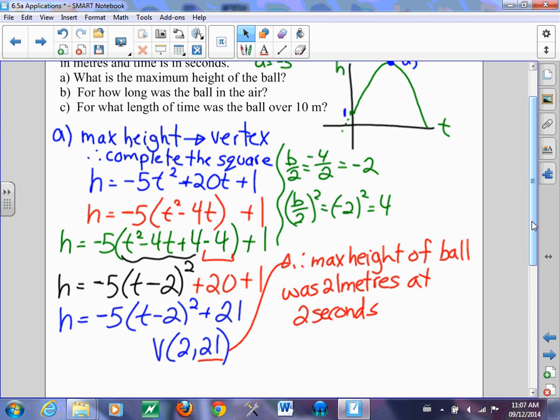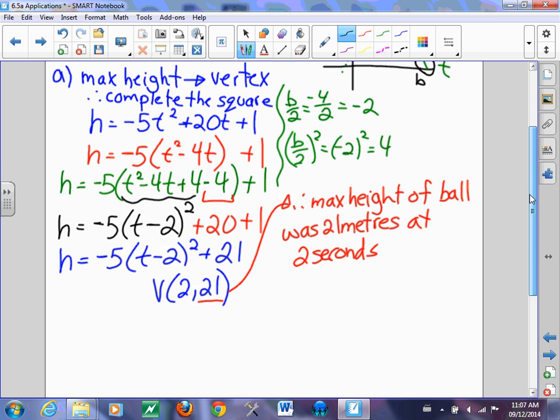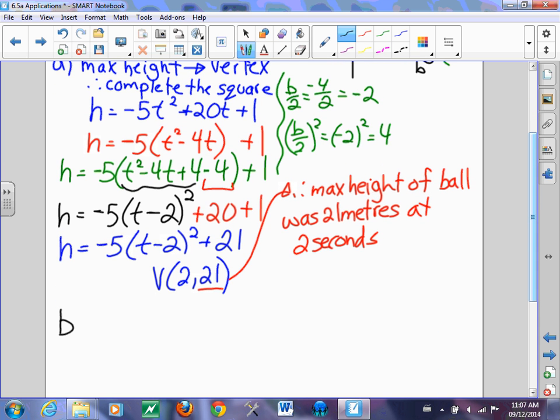For how long was the ball in the air? So for B part, we need to find the time when it's down on the ground, which is here. So that's my question for B. So we're going to find a 0. So when the ball is no longer in the air, the height is what? 0, right. So for B, we're going to let the height equal 0. So when we rewrite our equation, it's going to be 0 equals negative 5t squared plus 20t plus 1. And we need to solve this, okay?